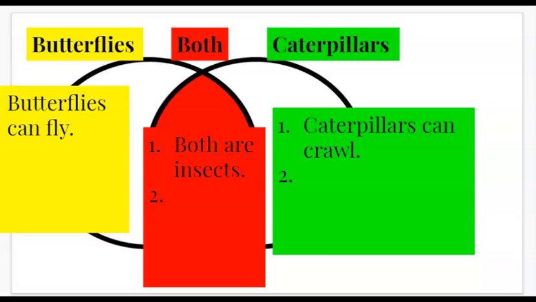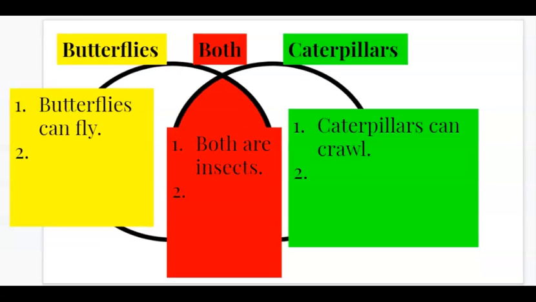Well, here, I filled some out for you. We know that they both are insects. Hopefully you remember that insects usually have 6 legs. And they have 3 main body parts, a head, a thorax, and an abdomen. And we learned that from previous lessons.